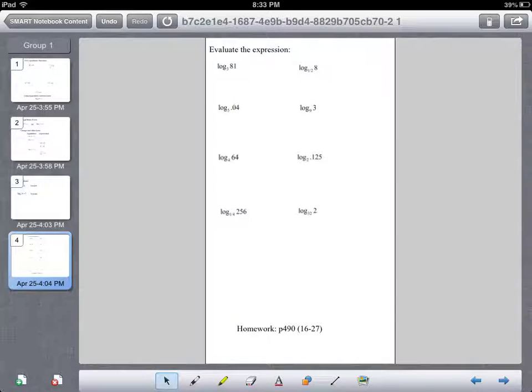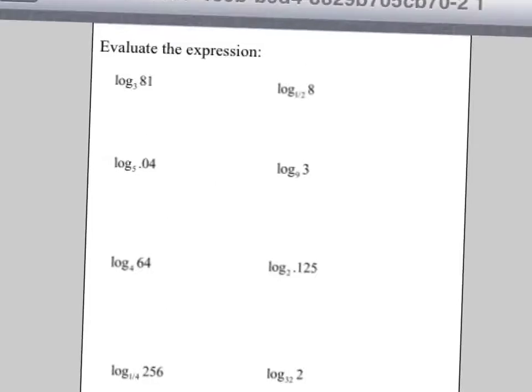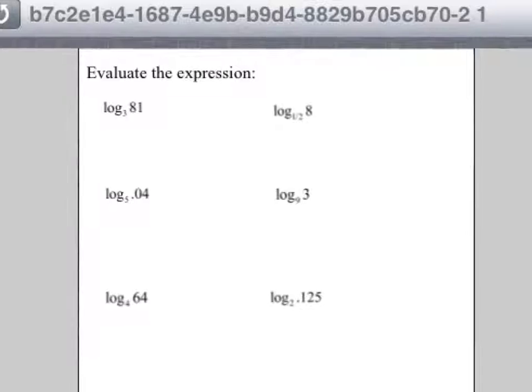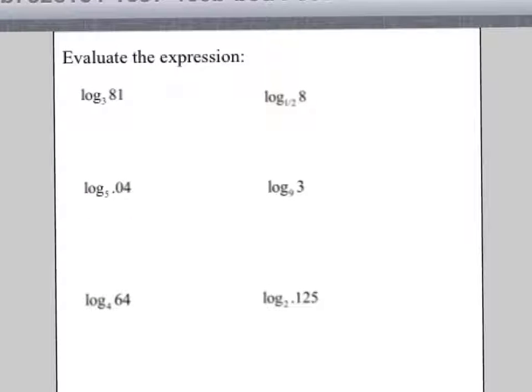Alright, so let's look at this. Basically now what's going to happen is without a calculator, we're going to be asked to solve these. Sorry, I know it's kind of fuzzy. We're going to be asked to solve these without a calculator. So log base 3 of 81. You can't really use a calculator anyway, so I'm not even worried about you cheating. Calculators don't work.